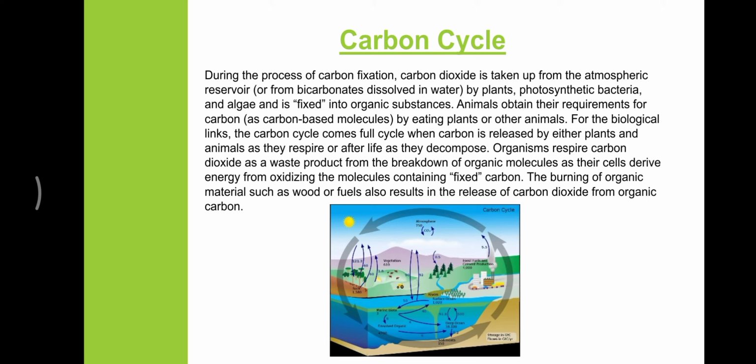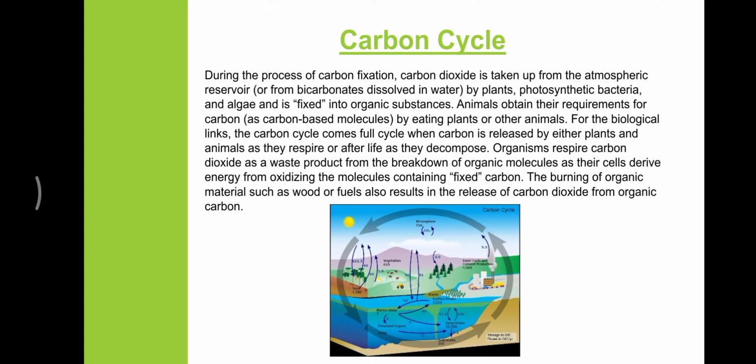Animals obtain their requirement for carbon as carbon based molecules by eating plants or other animals. For the biological links, the carbon cycle comes full circle when carbon is released by either plants or animals as they respire or after life as they decompose. Organisms respire carbon dioxide as a waste product from the breakdown of organic molecules as their cells derive energy from oxidizing molecules containing fixed carbon.